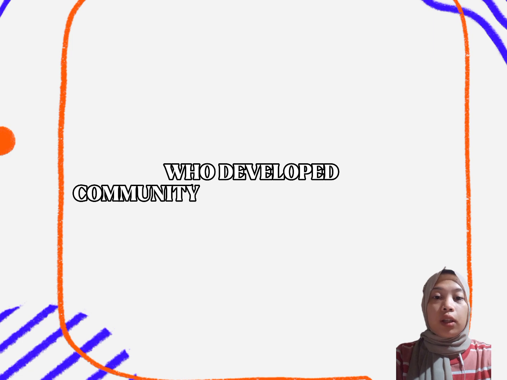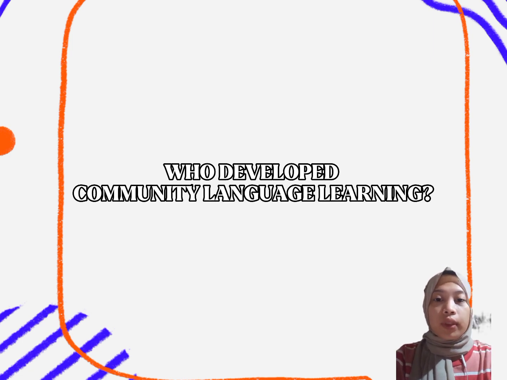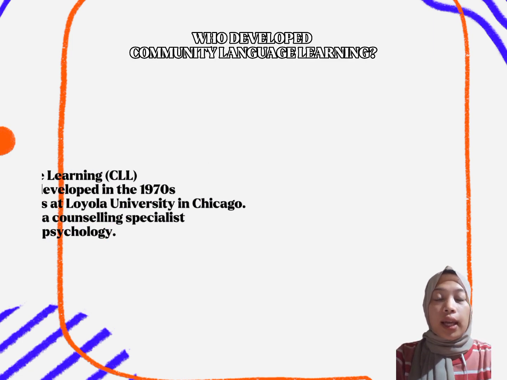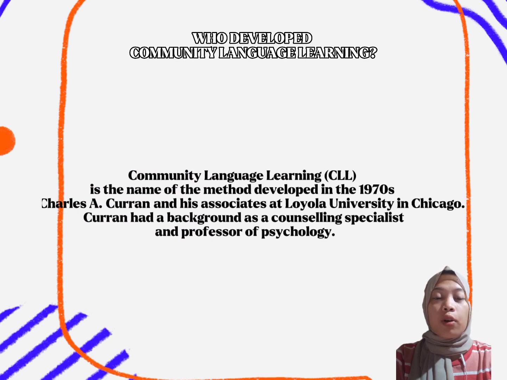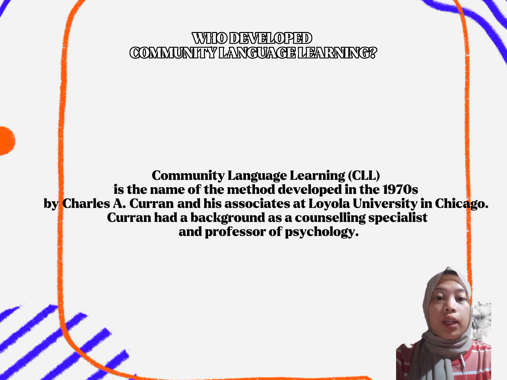Okay, so who developed community language learning? Community language learning is the name of a method developed in the 1970s by Charles A. Curran and his associates at Loyola University in Chicago. Curran had a background as a counseling specialist and professor of psychology.